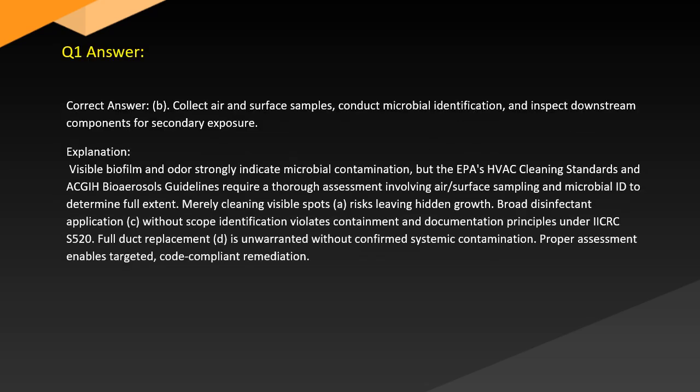Answer. Correct answer: B. Collect air and surface samples, conduct microbial identification, and inspect downstream components for secondary exposure. Explanation. Visible biofilm and odor strongly indicate microbial contamination, but the EPA's HVAC cleaning standards and ACI bioaerosols guidelines require a thorough assessment involving air and surface sampling and microbial ID to determine full extent.